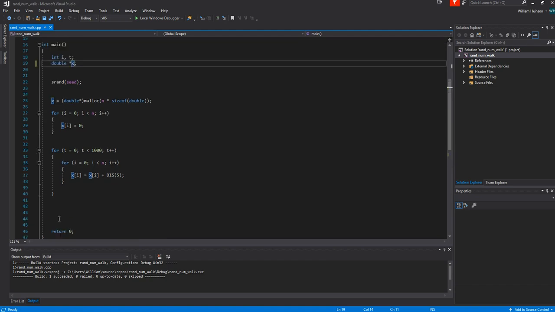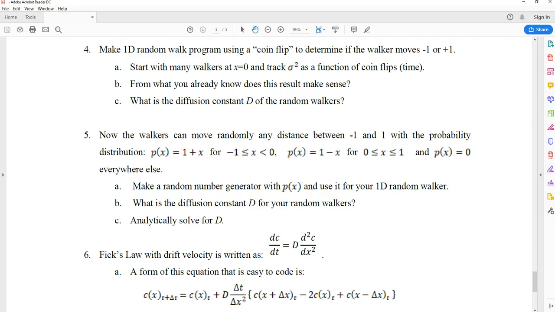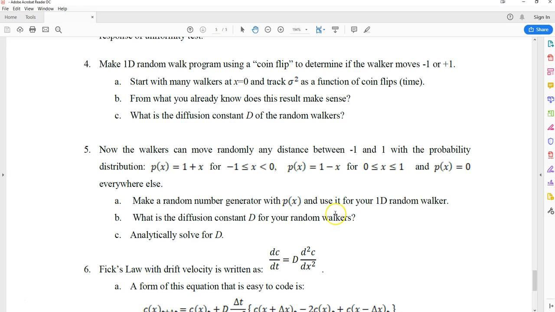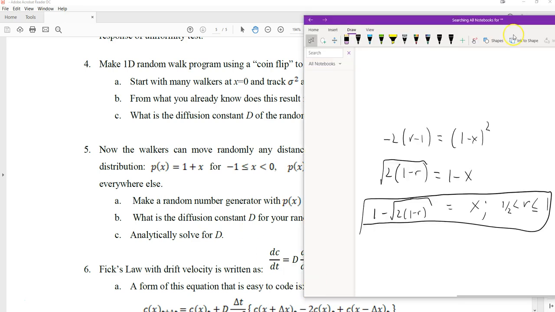Good. So what's next? We have to do the variance. Let's see here. Look at the assignment. We want to find D. We want to analytically solve for D. Well, we know. Let's look at that.